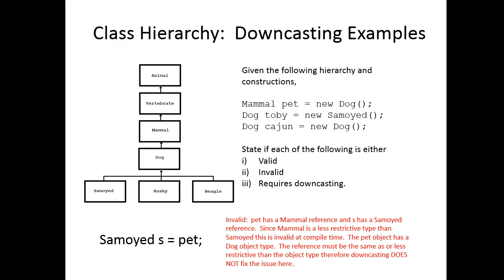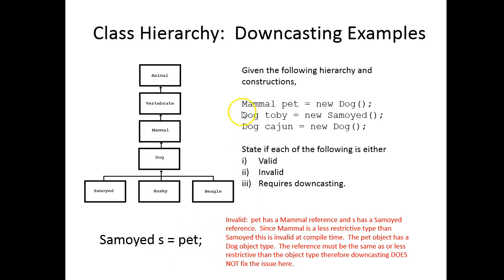This is invalid. Pet has a Mammal reference, so we go up here, pet has a Mammal reference, and S has a Samoyed reference. Since Mammal is a less restrictive type than Samoyed, this is invalid at compile time. The pet object is a Dog, but at compile time this doesn't make sense, because what it says is you have a Mammal reference, so I'm going to assume this is a Mammal object. At compile time it's going to say this isn't good because Samoyed, the reference type, is more specific than Mammal, which it will assume pet is.